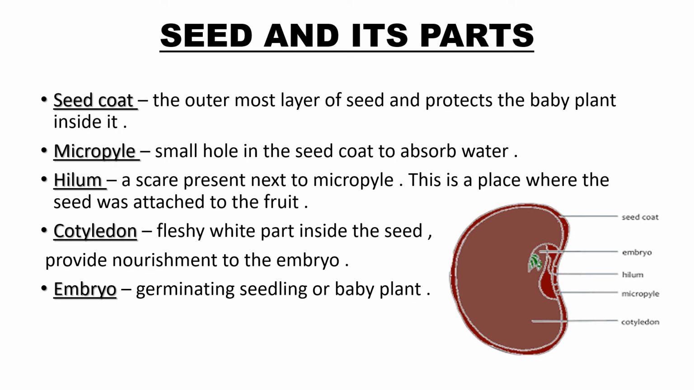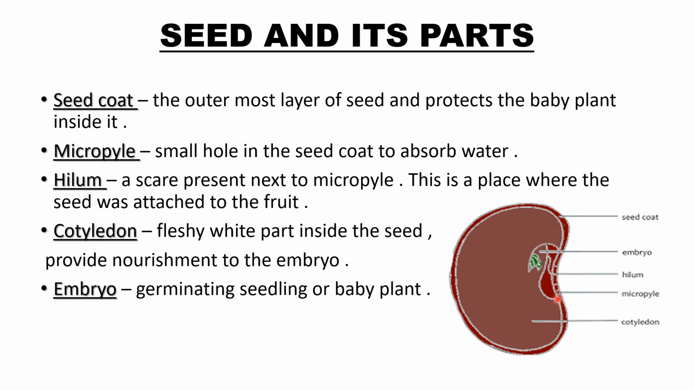Welcome students. Now we will start our topic, seed and its parts. You can very well see on the right hand side of the screen a seed structure that has been drawn for your convenience. Now we will study its parts one by one. First is the seed coat. You can see here the outline covering of the seed which is protecting the little plant inside it. This hard covering of the seed is called the seed coat.